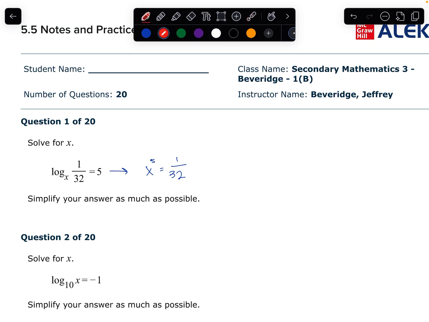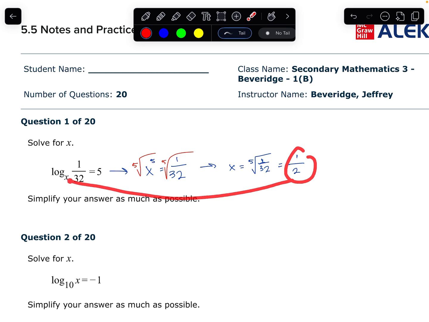Now I have a clearer direction on how I can solve for x. On both sides I can take the 5th root. When I do that to the left side, it becomes x. When I do that to the right side, I get the 5th root of 1 over 32. If anyone remembers their properties of radicals, this will just be equal to 1 over 2. I can think about this as the 5th root of 1, which is 1, and the 5th root of 32, which is 2. So 1/2 will have to be this value of x. So yeah, there you go.